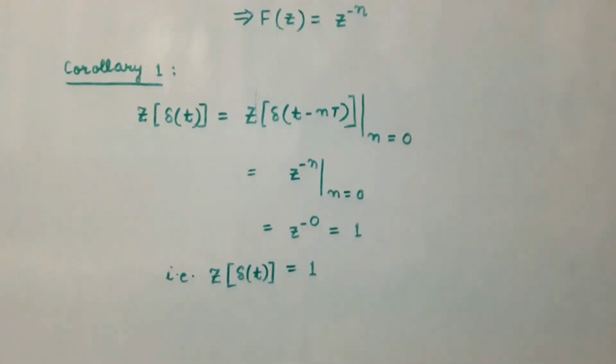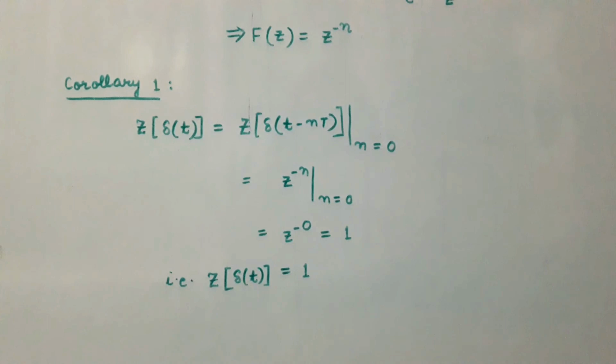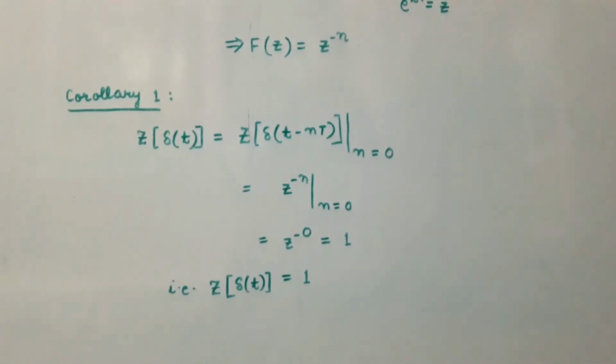So in this way we can find out the Z transform of shifted unit impulse and the Z transform of a unit impulse function.